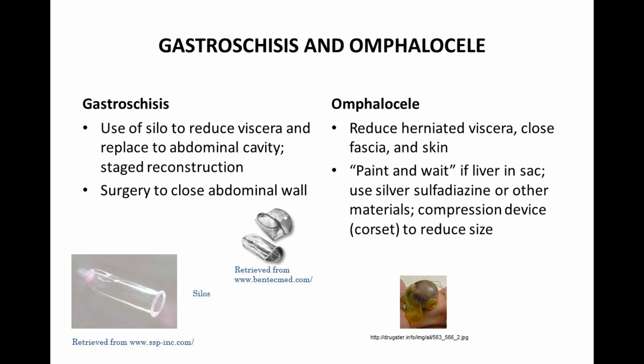Treatment of an omphalocele includes surgical reduction of the herniated viscera with closure of the fascia and skin. Alternatively, the paint and wait method may be used if the liver is in the sac. In this method, the sac is painted with silver sulfadiazine or other material as designated by the surgeon. A compression device, similar to a corset or silo bag, is then applied, and pressure from the device gradually causes the herniated viscera to return to the abdominal cavity, at which time the fascia and skin can be closed.